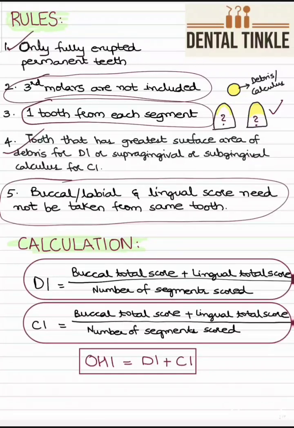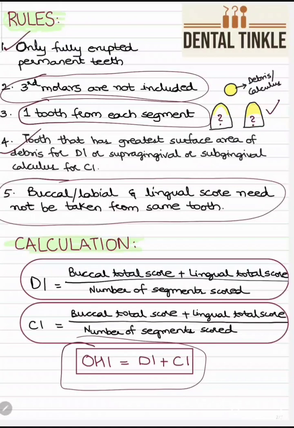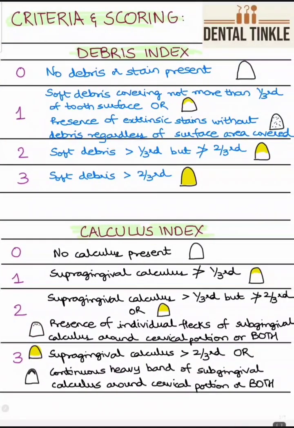So first you need to calculate the debris index and calculus index, for which you need to add the buccal score and lingual score divided by the number of the segments that are scored. After taking the debris index and calculus index, you have to add them both in order to obtain the oral hygiene index. Now, how to do the scoring?